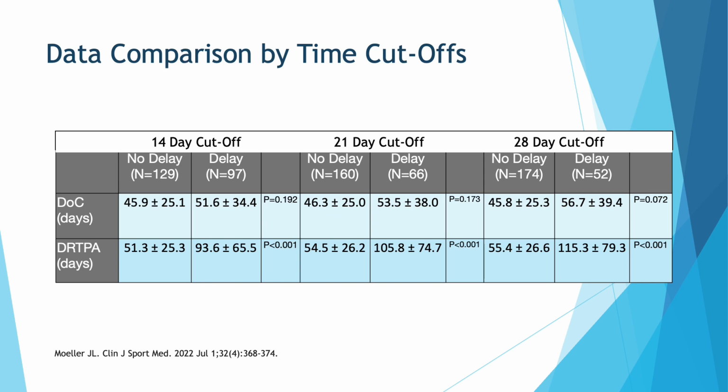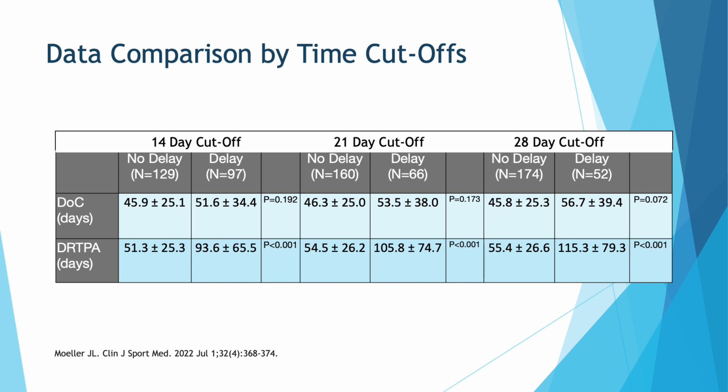The 21-day cutoff would be those diagnosed from day 0 to day 21 versus day 22 and later, and day 28 following the same type of thought process. If you were diagnosed in the first 2 weeks, your duration of care was roughly 46 days compared to 51 days if you were diagnosed after 2 weeks.